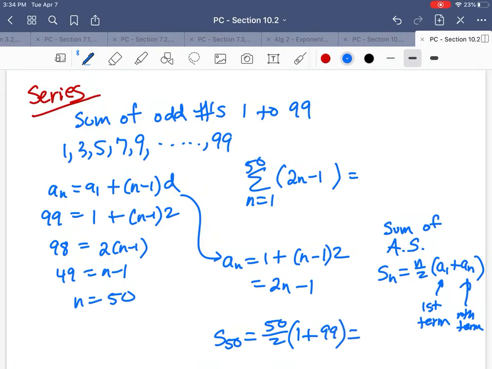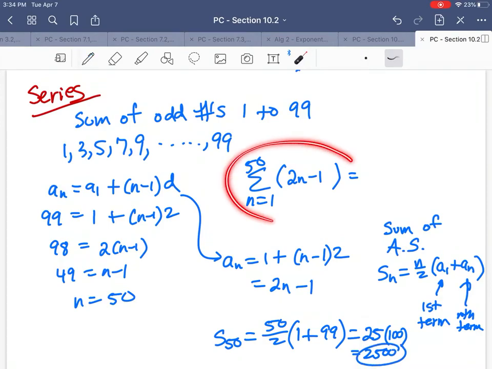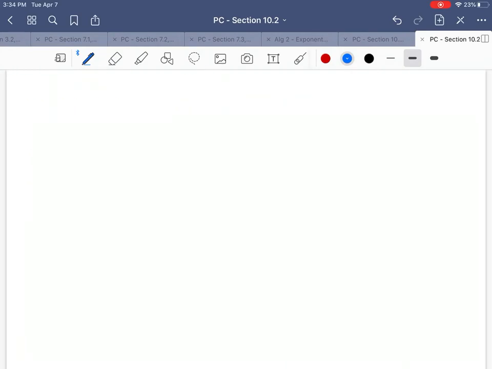So I'm going to go ahead and get my answer. 50 over 2 is 25, and 99 plus 1 is 100. So I get 2,500, which is the same thing you should get on your calculator if you entered this right here. All right. Now, there is one other way to do a formula like that, and I'll show you on the next page. So same setup, same problem we're doing. So we got 1, 3, 5, on and on to 99.